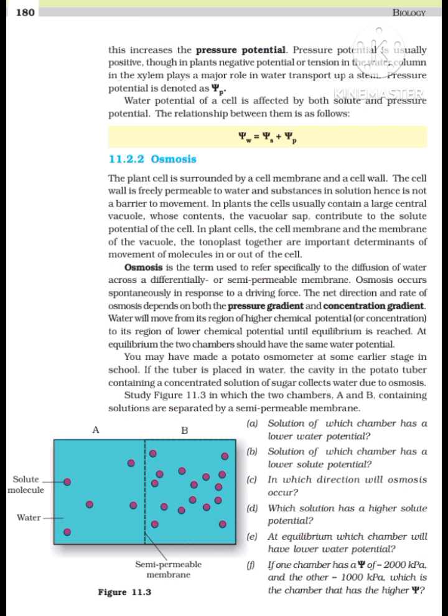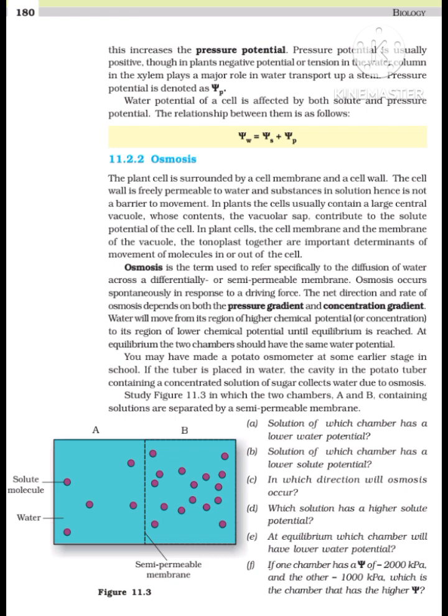You may have made a potato osmometer in your earlier classes in school. If the potato tuber is placed in water, the water enters the cavity in the potato tuber containing a concentrated solution of sugar due to osmosis. Study figure 11.3, in which the two chambers, A and B, containing solutions are separated by a semi-permeable membrane. Solution of which chamber has a lower water potential? A or B?